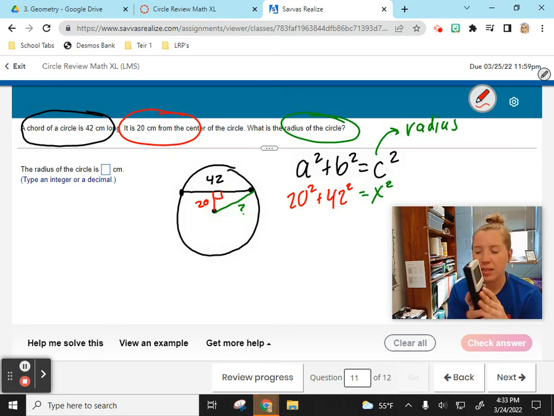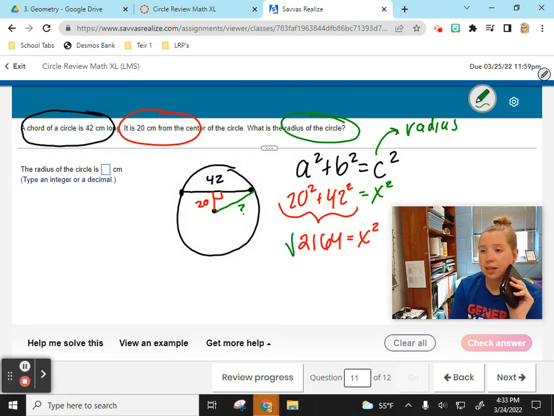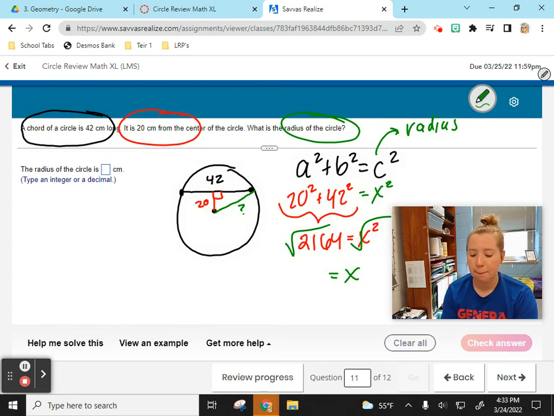And I like this problem because now I can just type this whole thing into my calculator. This is what I'm typing in. 20 squared plus 42 squared is 2,164 equals x squared. And then I'm going to take the square root to get x all by itself. And what I get there is 46.5.